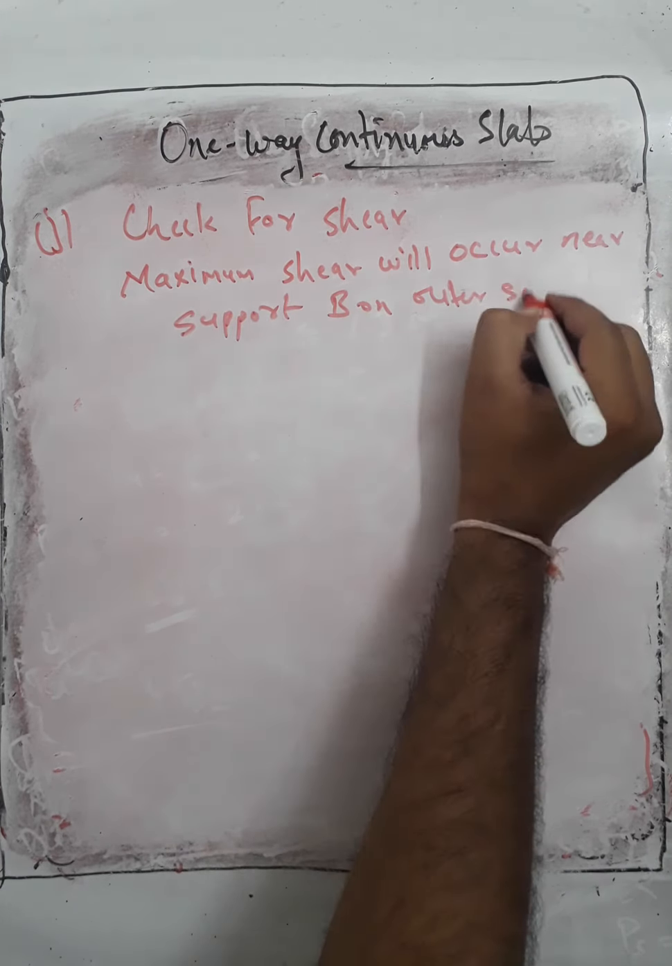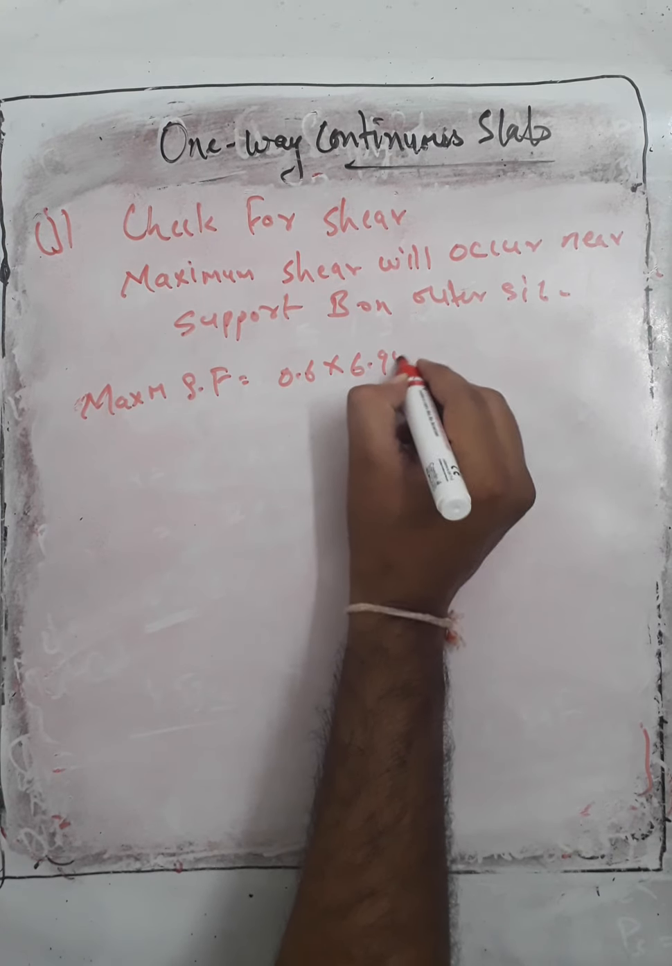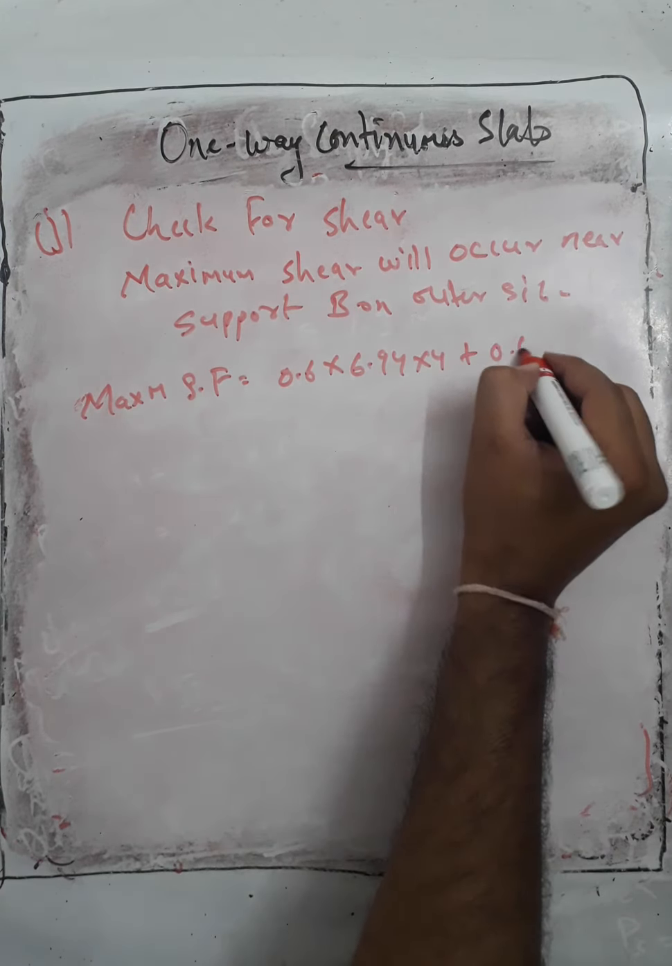So maximum shear force is equal to 0.6 into 6.94 into 4 plus 0.6 into 6 into 4. I again tell you this value 0.6 we take from table number 13 of IS 456-2000, and this is our dead load and this is our live load and this is our length. Okay, for shear force condition we have to multiply with WL, and for bending moment condition we have to multiply with WL square by 2. That's why here we take WL, and find the value of shear force.